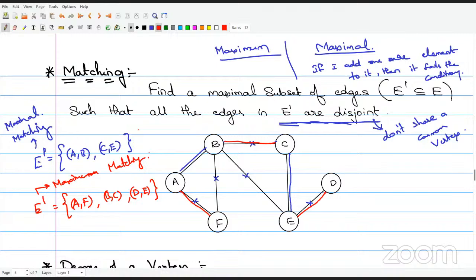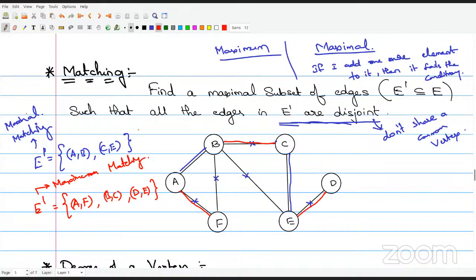And this maximal matching has only two edges, but it will not allow any other edge at all, so that will fail the condition. That is called the maximal. It may not be the maximum, but the properties are satisfied, and with that particular set I cannot add more elements into that set such that the condition will be retained.